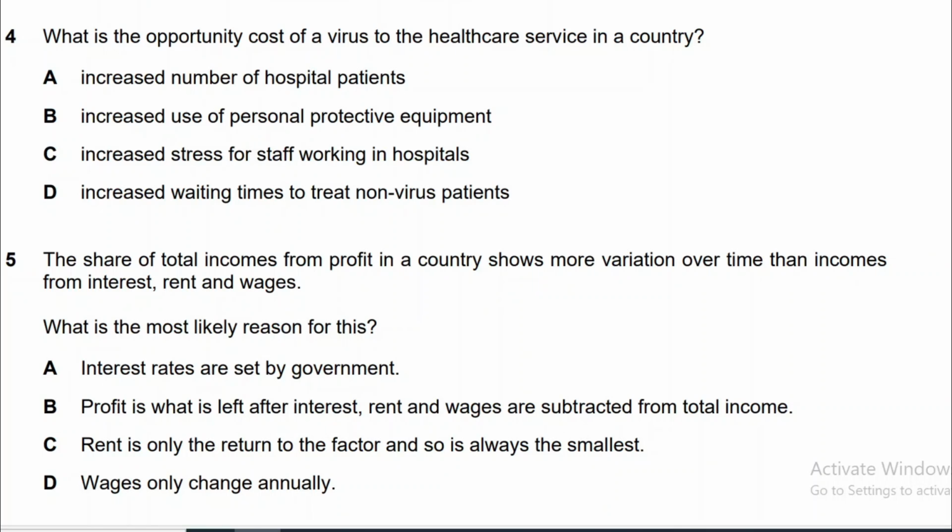So question number 3 is regarding opportunity cost, and there was a construction issue with this question. This question was discounted by Cambridge, so you need not answer question number 4.